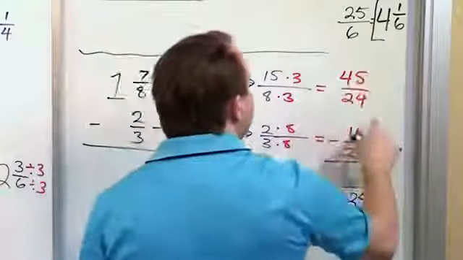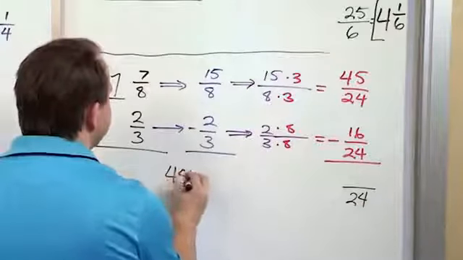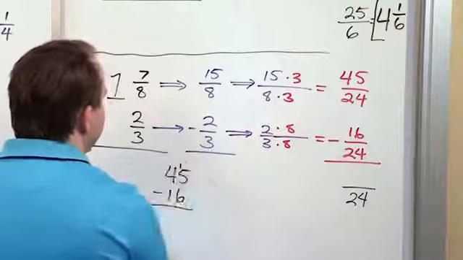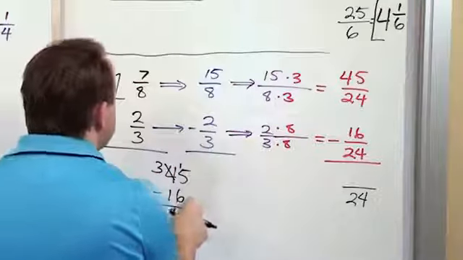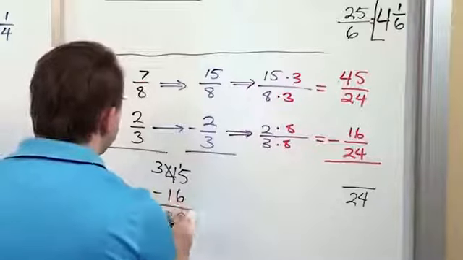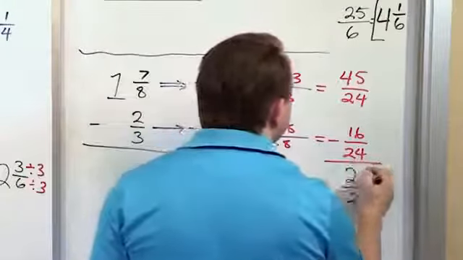And then 45 minus 16, you may not know how to do that in your head, so we'll just go off to the side and say 45 minus 16. Can't do this, so we'll borrow, scratch this out, and make it a 3. 15 minus 6 is going to give me a 9. 3 minus 1 is going to give me a 2. So the answer I get is 29, so that goes right into this spot, 29.